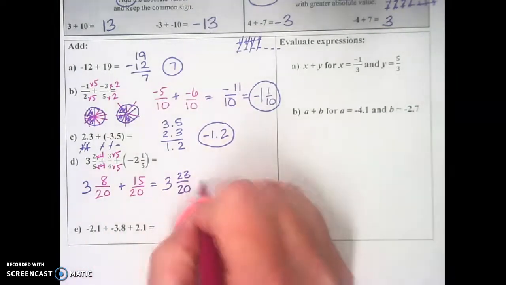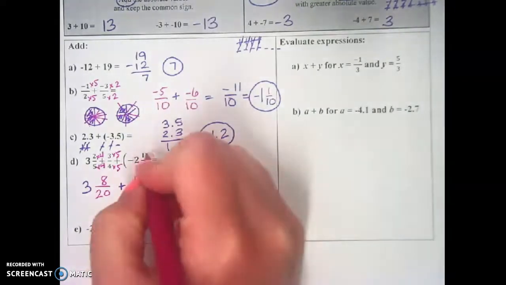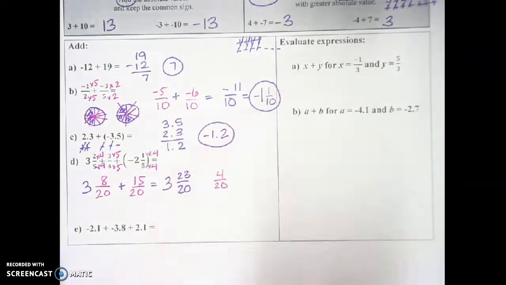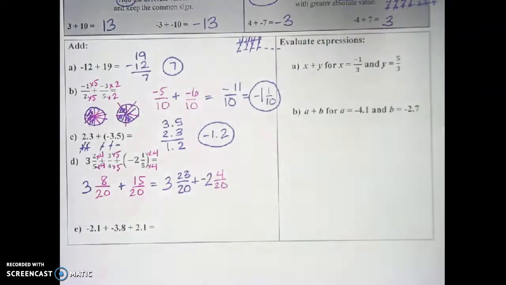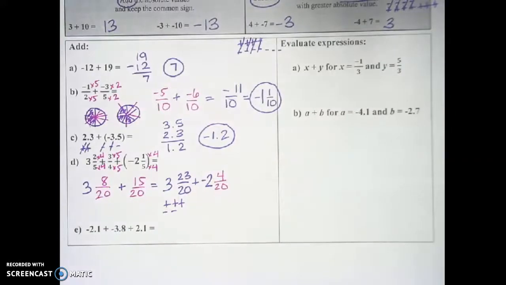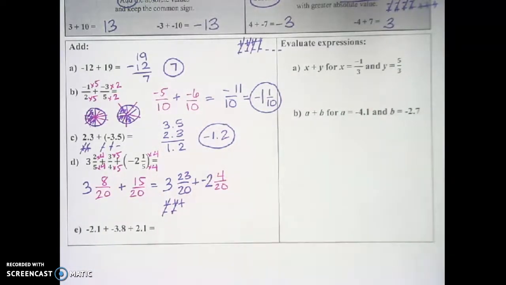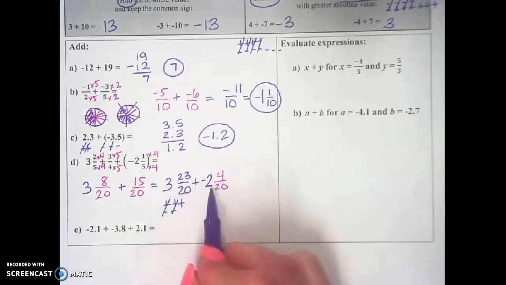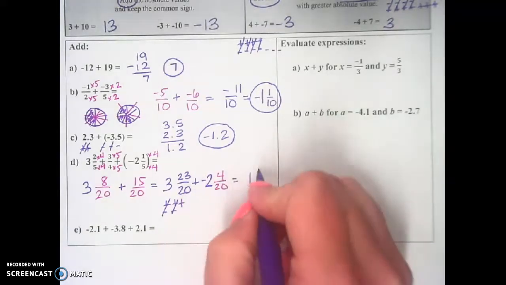So my first step is I need to make them out of 20. 5 times 4 made 20. So 1 times 4 on the top. 1/5 is the same as 4 out of 20. Now I can do my operation. I wanted to have 3 positives plus 2 negatives. Same sign or different signs? Different. So positives and negatives have canceled each other out, leaving me with just 1. So even though it says add, I'm going to actually subtract these. 3 minus 2 is 1. 23 minus 4, 19.